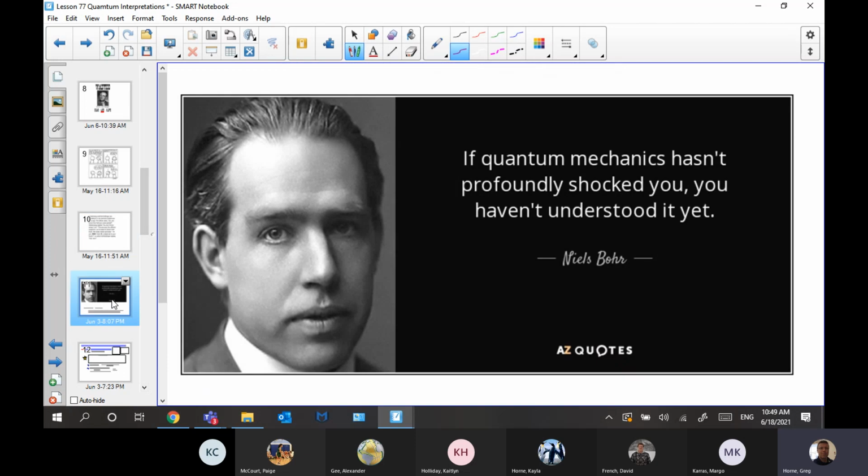All right. If quantum mechanics hasn't profoundly shocked you, then you haven't understood it yet, is the actual quote, I guess.